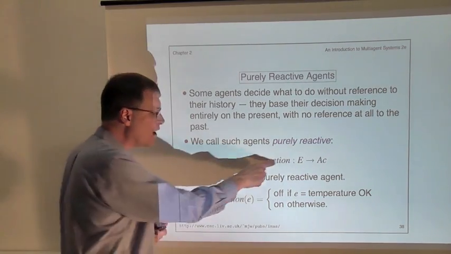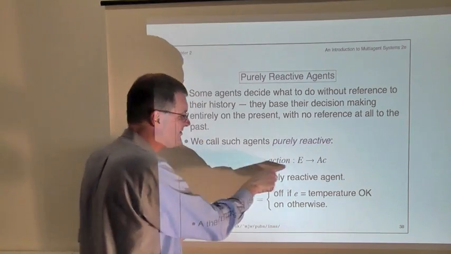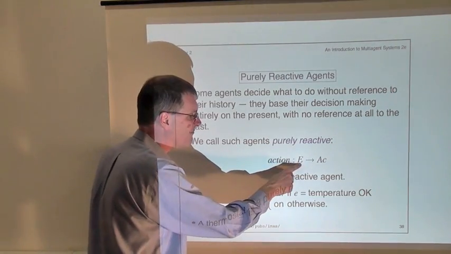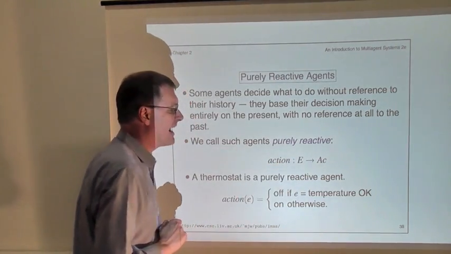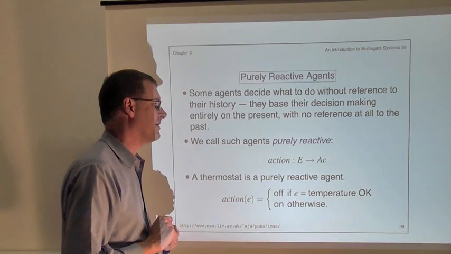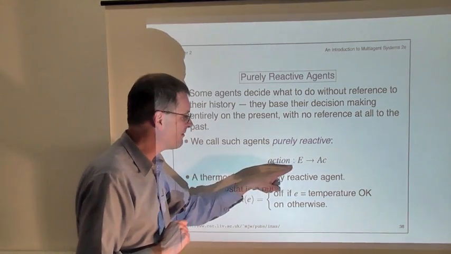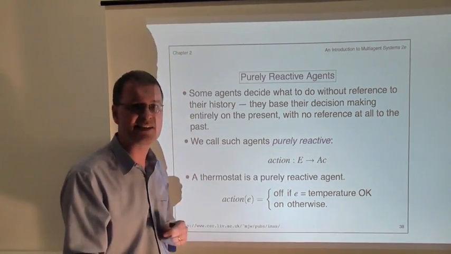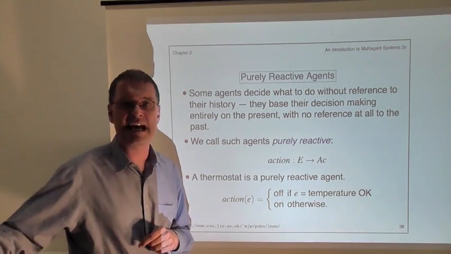So formally, we model these purely reactive agents via what we call action functions, which simply take as input an environment state and give as output an action. So this is the left-hand side of the lookup table and this is the right-hand side of the lookup table. So this action function takes as input an environment state and simply says, okay, if this is the state that you see in your environment, then this is the action that you perform.